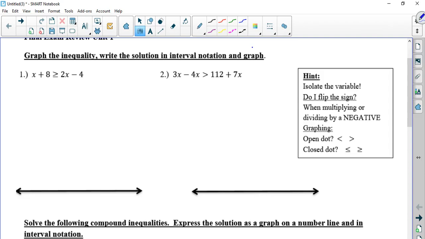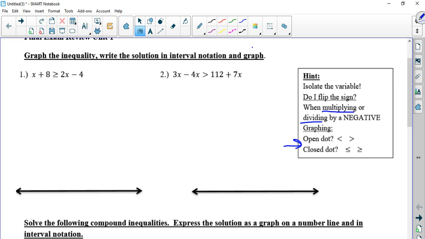Okay, Unit 1 Final Exam Review Packet. First off, remember when you're dealing with inequalities, anytime you multiply or divide by a negative, you have to flip your symbol. So greater than will become less than, greater than or equal will become less than or equal. Also remember for graphing, open dot versus closed dot.